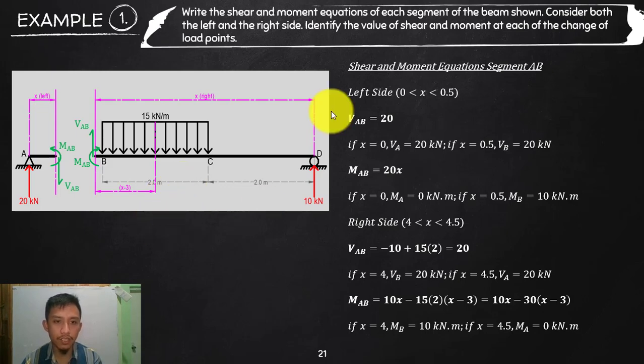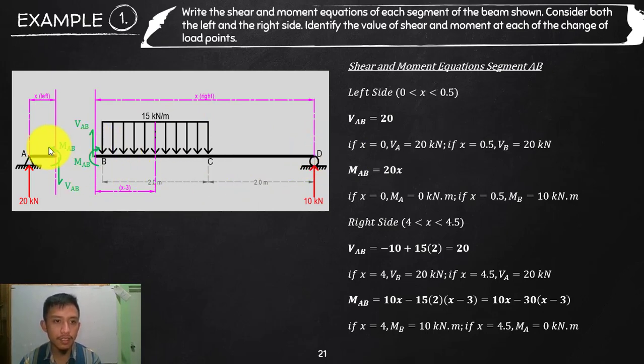Okay, the equation will be different since the distances will be different, and then the x will be different, and so the forces will be different, but the specific value of the moment and then shear at a certain point should be the same. Okay, so let's focus on the right side, wherein the x will now be referred to the rightmost side, or that is your point D here.